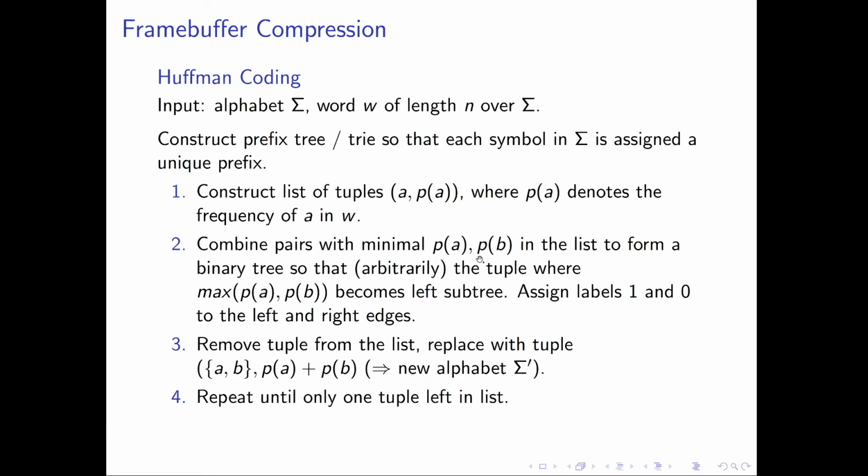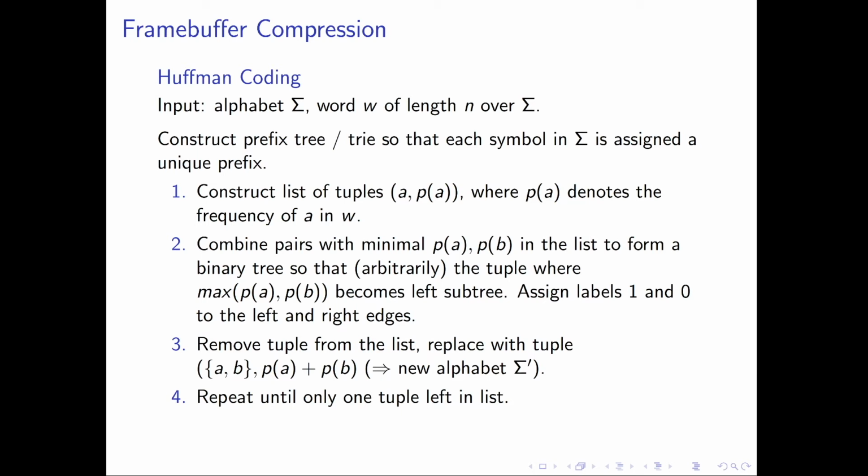on that binary tree, with those two tuples at the leaf nodes, we would arbitrarily assign, for instance, the left subtree the maximum of the two, and the right subtree the minimum of the two. And we would assign labels to the edges, like 1 to the left and 0 to the right. This is the convention that we're using in this lecture, and we could also use a different convention. That doesn't really matter, but let's just stick with this. And so we now have a binary tree.